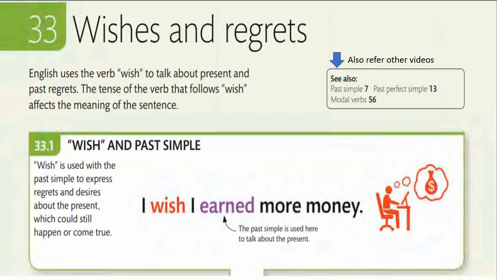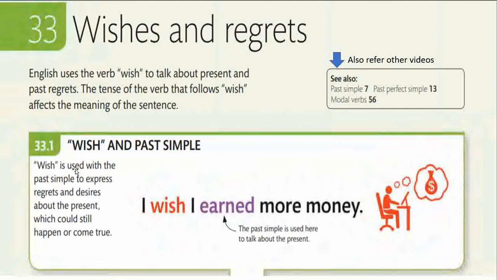So let us begin. English uses the verb wish to talk about present and past regrets. That means in the present also you can regret, and in the past you can mention some past time and regret about that also. The tense of the verb that follows the wish affects the meaning of the sentence. That means the most specific thing is the tense, whether we are using simple past tense or past perfect tense. That will cause some effect on the meaning of the sentence.